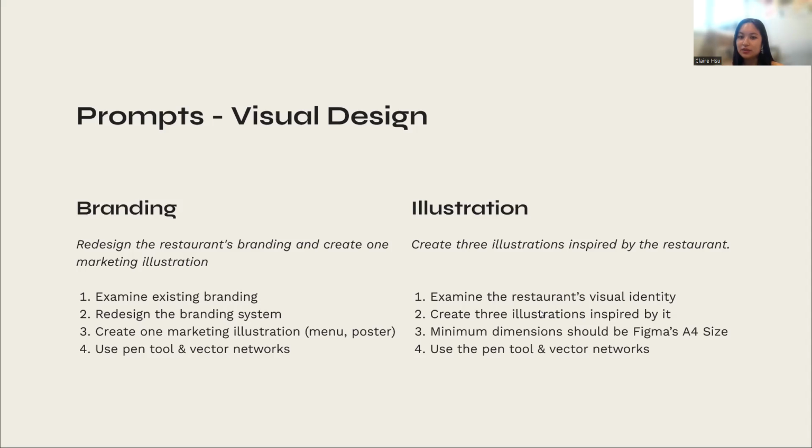And the second prompt is going to be illustration. So you're going to create 3 illustrations inspired by the restaurant. So first, examine the restaurant's visual identity to create 3 illustrations inspired by it, and the minimum size that we want you to make should be Figma's A4 size. And once again, we would like you to use the pen tool and also vector networks.